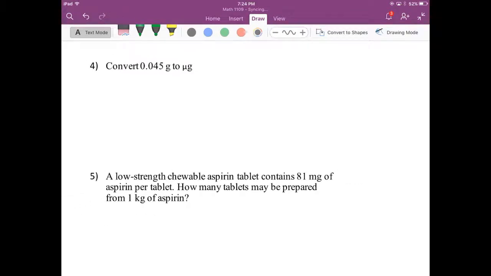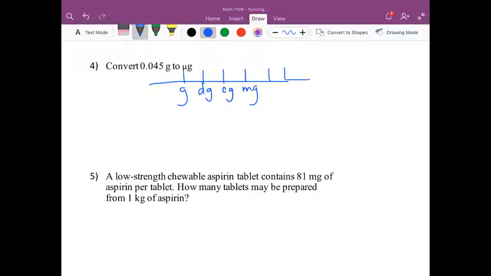Now let's try one with our micrograms. Again, if I draw out my line, I end up with grams here. Then I have decigrams, centigrams, milligrams, and you remember we have 3 more lines to get to our micrograms. So to get from grams to micrograms, I'm going to do 1, 2, 3, 4, 5, 6 jumps to the right. So I'm going to do the same thing with the decimal point. 1, 2, 3, 4, 5, 6 jumps to the right.